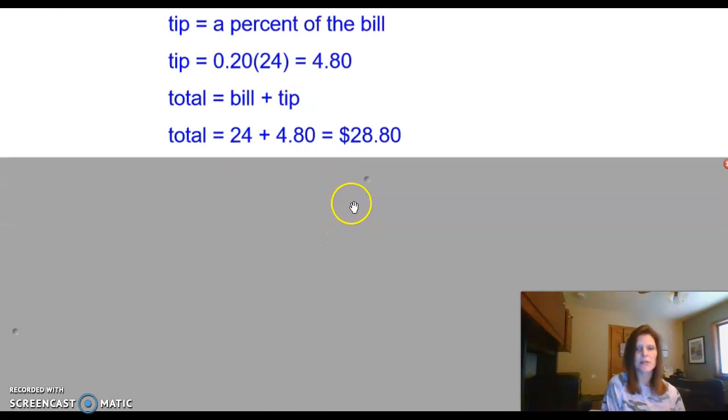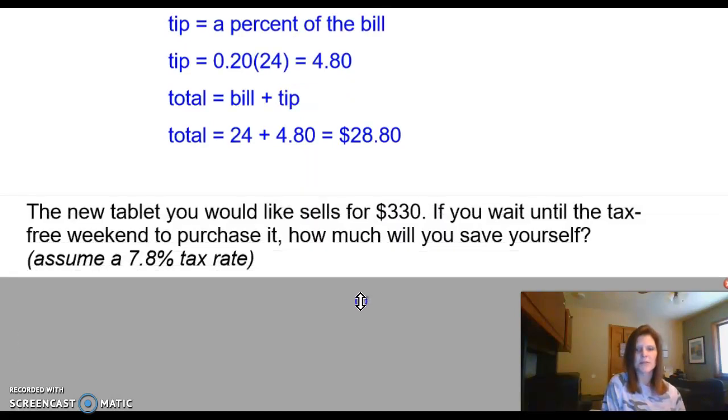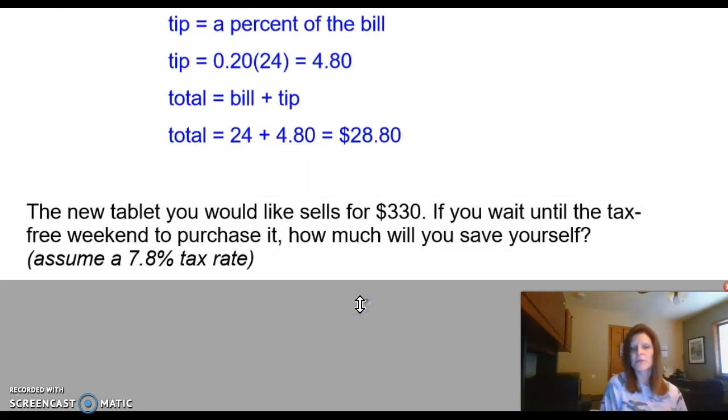All right, so let's take a look at another problem. It's a little bit different. The new tablet you would like sells for $330. If you wait until the tax-free weekend to purchase it, how much will you save yourself? So if you live in Missouri, you're probably familiar with that August tax-free event where we don't have to pay taxes on computers and clothing and everything like that because we're getting everybody ready to go back to school. We're trying to give Missouri families a break.